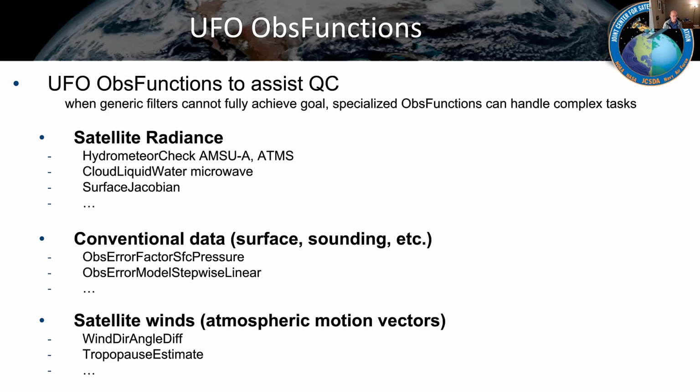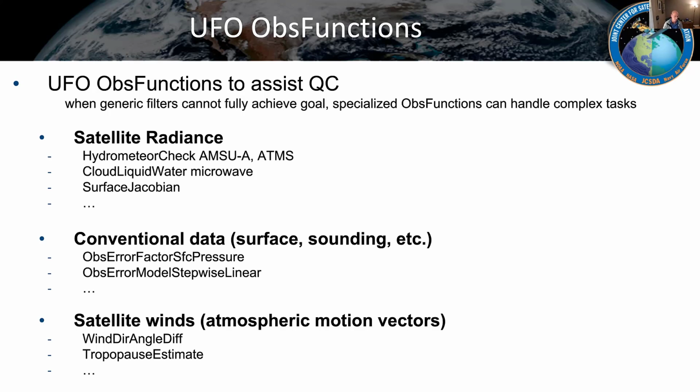In conventional data, there's surface pressure error inflation that really is unique. You really can't write such a generic filter for that. And I think I have the graphical example of this model, stepwise linear, for the assignment of the OBS error. And for satellite winds, examples of some very specific OBS functions are a wind direction angle difference. So just because we have a U and V from satellite AMVs, atmospheric motion vectors, we may need to check that the winds aren't so orthogonal that they'll give us a problem in the DA system, solving that so we can reject winds of a direction difference of some threshold.